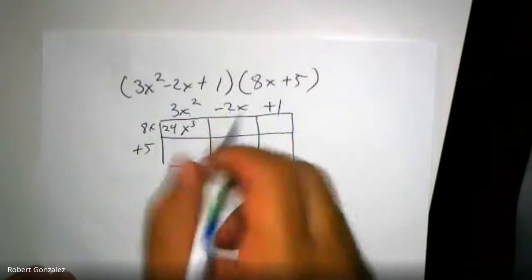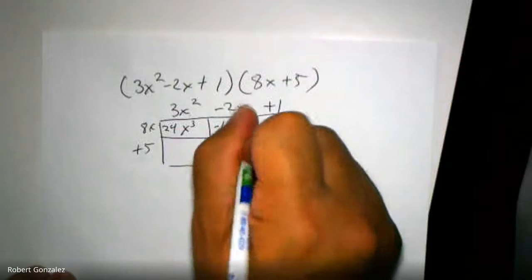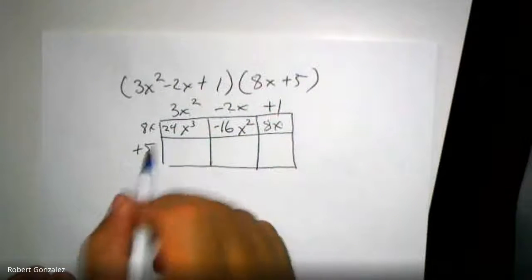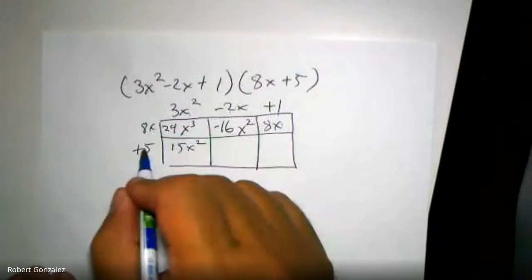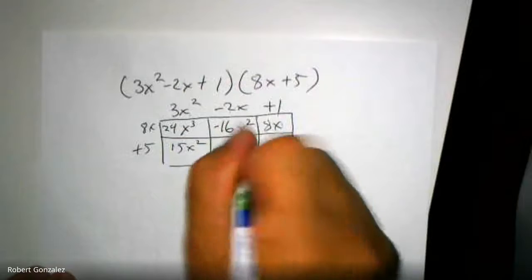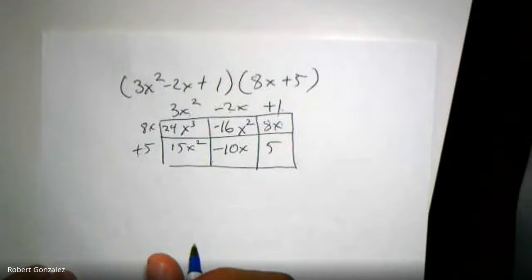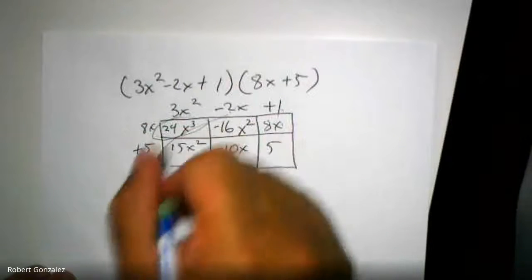8 times negative 2 is negative 16x squared. 8x. 5 times 3x squared is 15x squared. Negative 2 times 5 is negative 10x. And 1 times 5 is 5. What's cool also about the box is normally, not always, normally the like terms are along the diagonals.